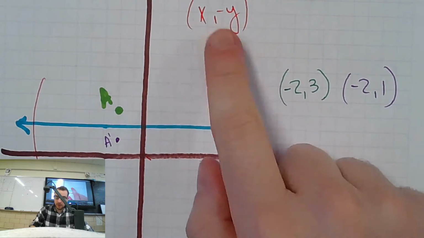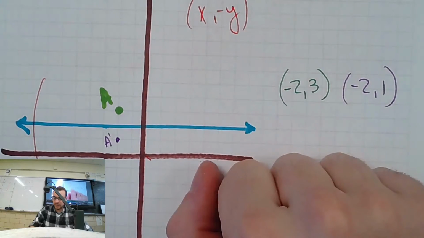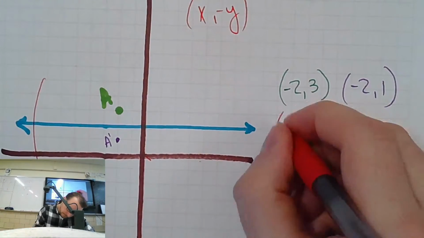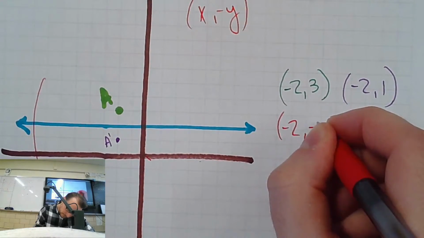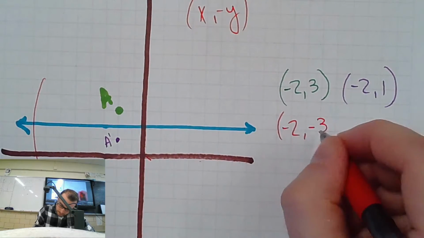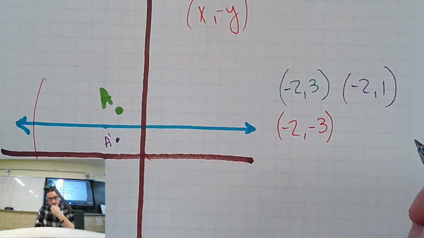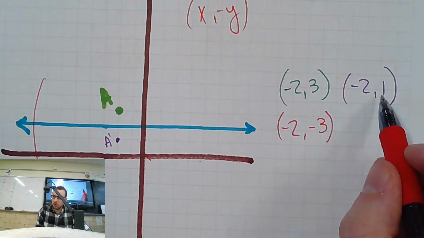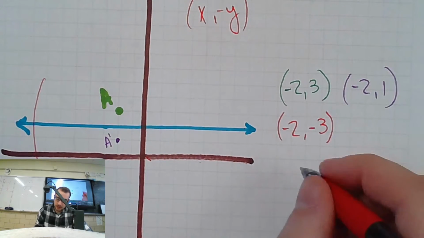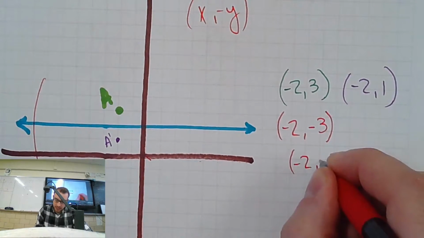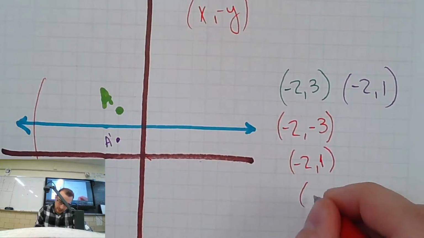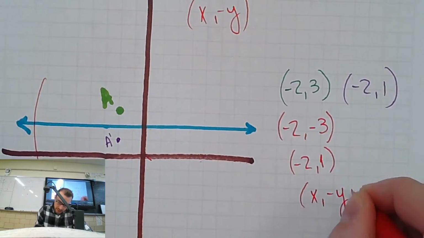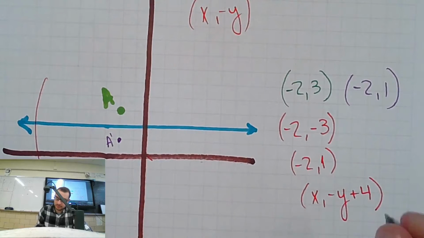Okay, so we know we have to apply this rule, right? We got to negate the y. And then what do we have to do to get to 1? We have to add what? We have to add 4. So we negated the y, and then we added 4. That's our rule.